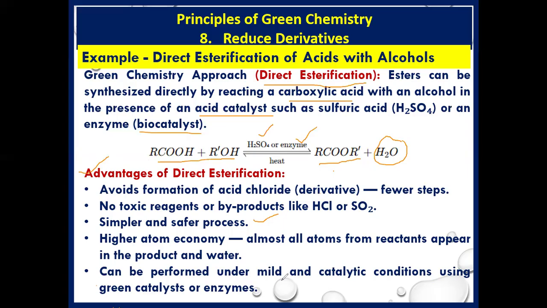It can be performed under mild catalytic conditions using the green catalyst or the biocatalyst, or the bioenzymes, as the catalyst in this reaction. So by the use of this direct esterification reaction, or the green chemistry reaction, we can reduce the derivatives of the chemical reaction.